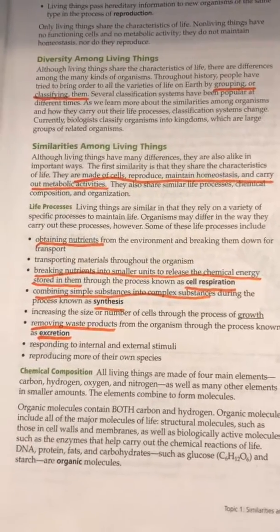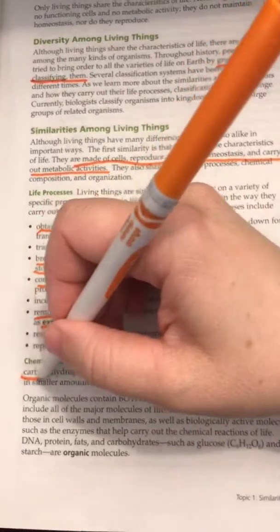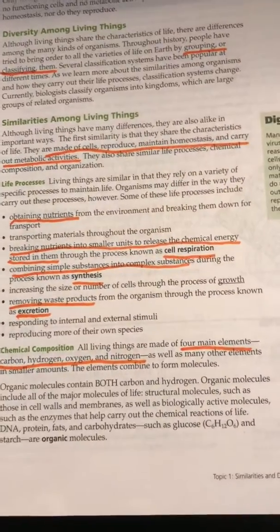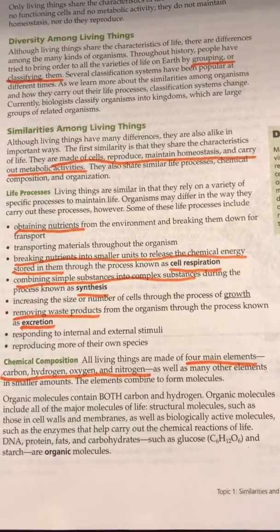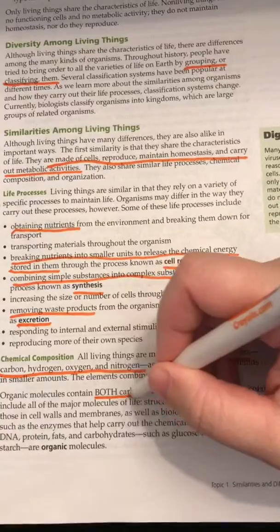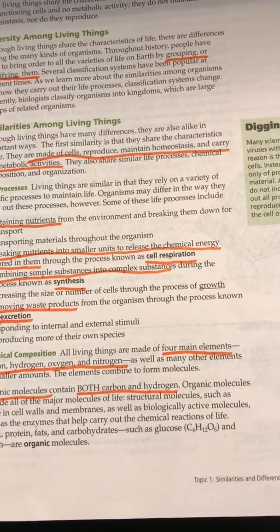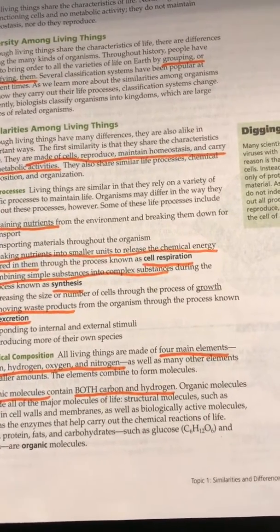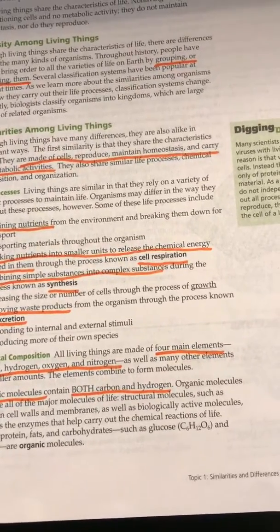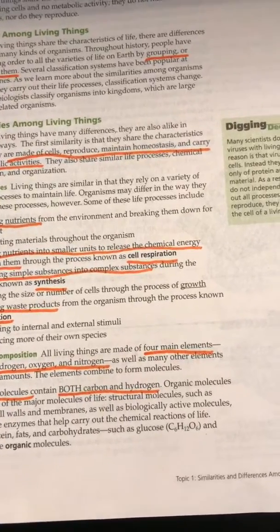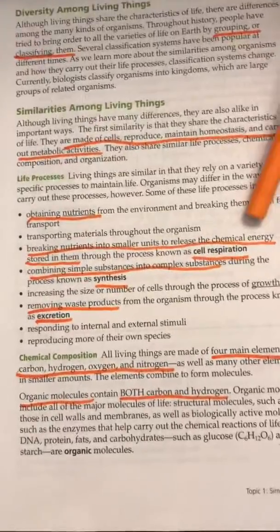Chemical composition. All living things are made of 4 main elements: carbon, hydrogen, oxygen, and nitrogen, as well as many other elements in smaller amounts. The elements combine to form molecules. Organic molecules contain both carbon and hydrogen. Organic molecules include all of the major molecules of life: structural molecules such as those in cell walls and membranes, as well as biologically active molecules, such as the enzymes that help carry out the chemical reactions of life. DNA, proteins, fats, and carbohydrates, such as glucose and starch, are organic molecules.